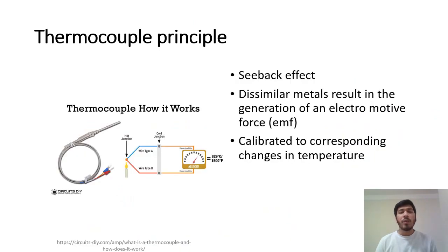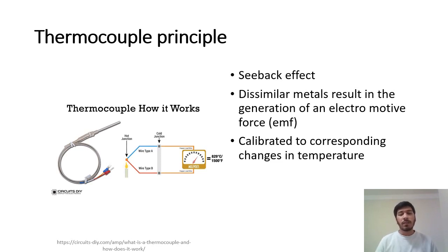So once again, what is the principle of operation? It's the Seebeck effect, which we study in electrical design circuits. Basically, when you have two dissimilar metals at a hot junction, it generates an electromotive force, and this millivoltage that is generated is calibrated into changes in temperature. So this is the basic principle of how a thermocouple works.